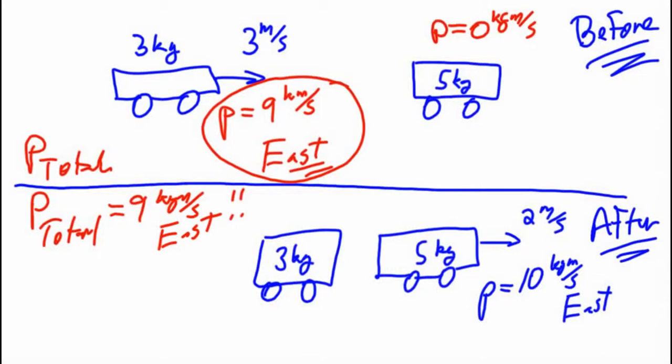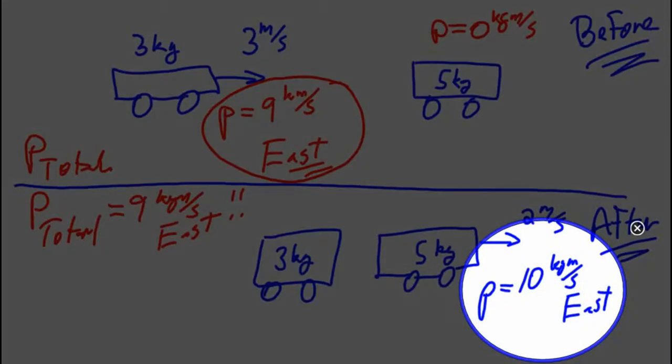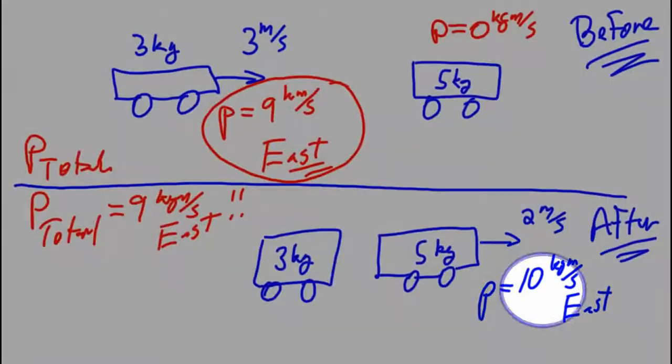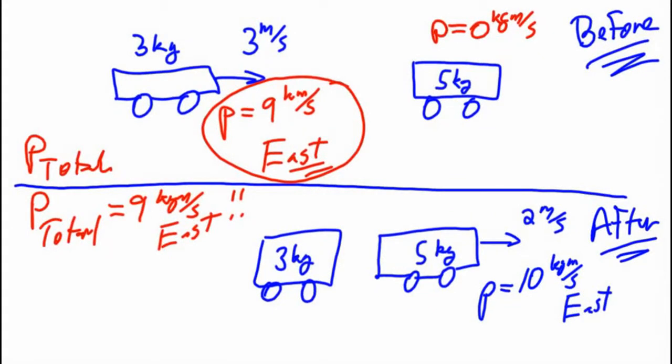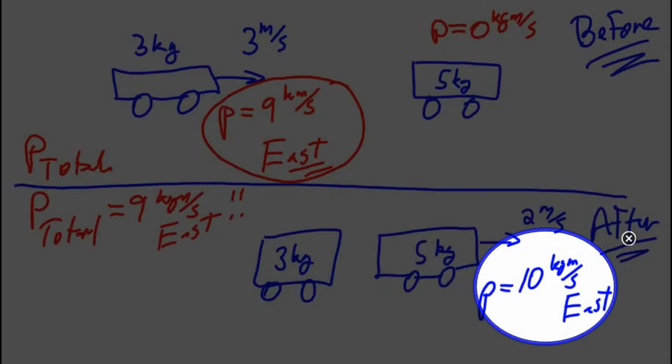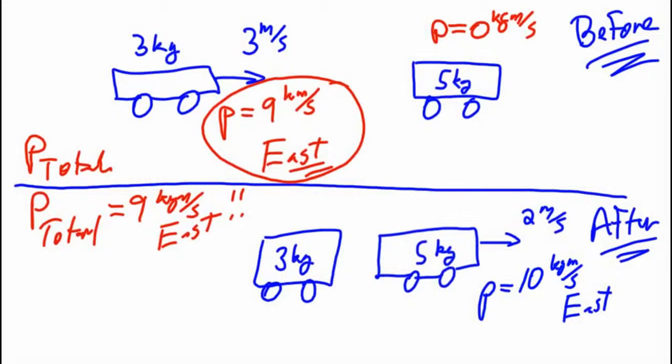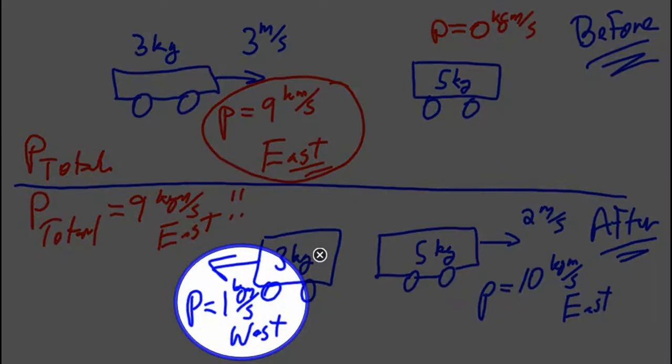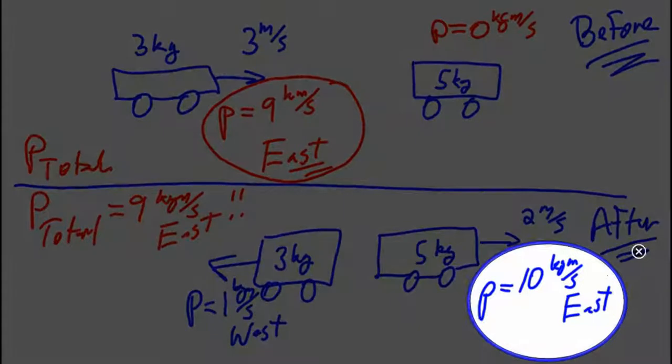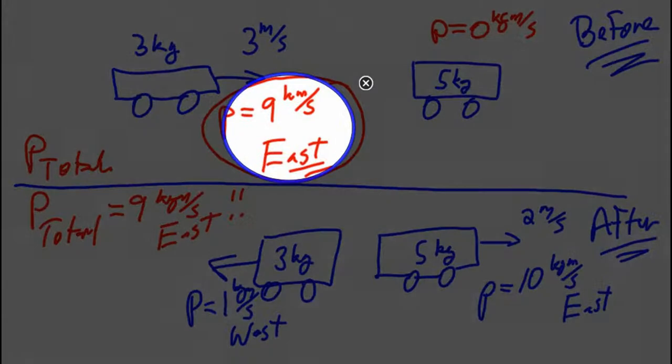That's our combined total momentum. Since I've got 10 kilogram meters per second east already on one of the objects, I hope it's clear that the other object needs to be going west, with a momentum that will exactly cancel the 10, so that instead of having 10, we have 9. So our momentum going west has to be 1 kilogram meters per second. The point here is that our 1 west, along with our 10 east, gives us exactly what we needed, which was our 9 east before the collision.